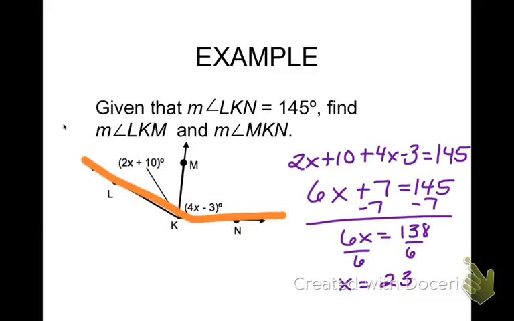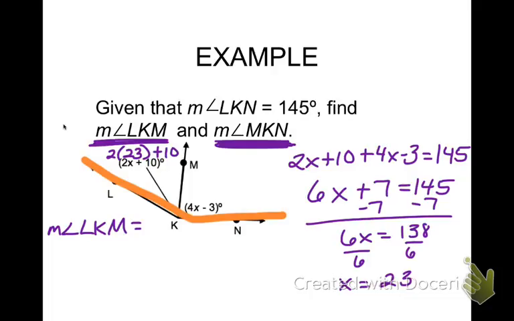I'm not done. What am I asked to find? These two angle measures. So that means I would have to plug it in. So the measure of angle LKM is going to be equal to 2 times 23 plus 10. So doubling 23 is 46, plus 10 is 56 degrees. So there's LKM's measure. Now let's go down to the bottom one.